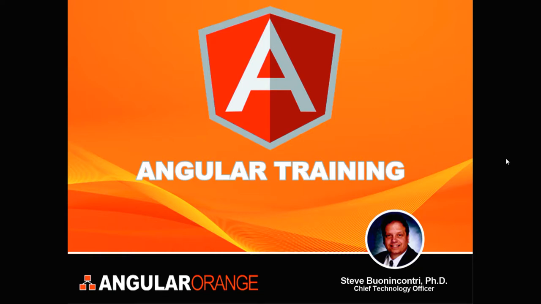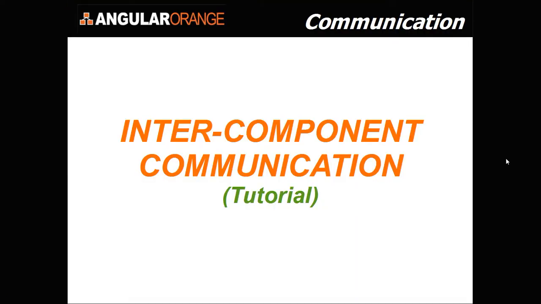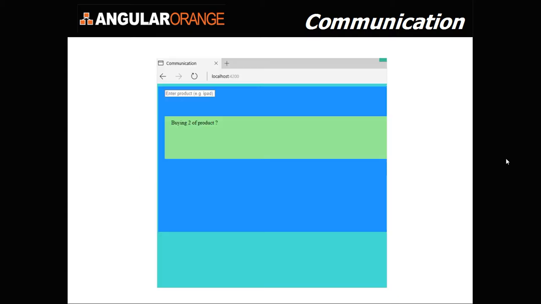Angular Orange here with a tutorial on intercomponent communication. First, we're going to describe the application that we want, the requirements, and then we're going to go through a code example describing how to implement that behavior. Now, this is not a perfect example. It's just to train you on how to communicate in the simplest form in an Angular application.